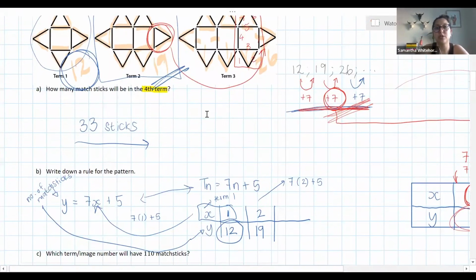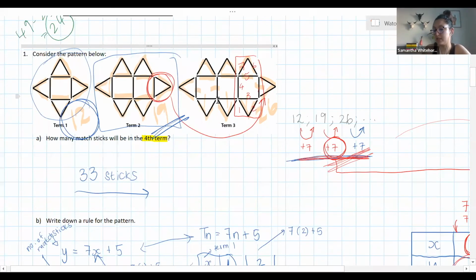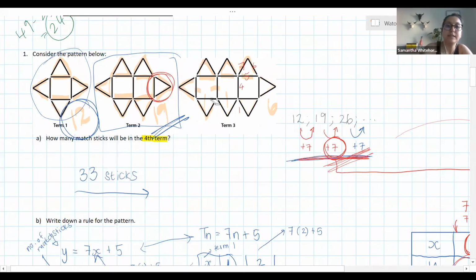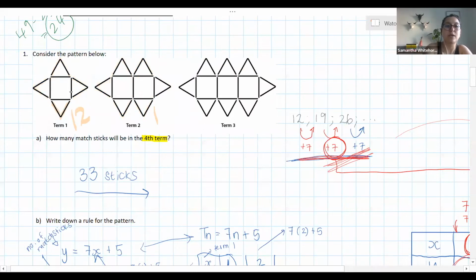So basically, if I took this pattern that I have here, and I'm just going to take all my scribbles off, if I took this pattern and I kept drawing, which one will I eventually have 110 matchsticks in? So which term number is that going to be?